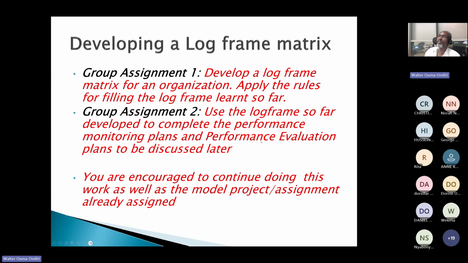So develop a log frame matrix for an organization you choose as a group. Apply the rules for filling the log frame learned so far. I'm not going to dictate what results. You can agree on what results or what intervention you want to do. And then assignment 2. Use the log frame so far developed to complete the performance monitoring. In other words, what I'm aiming at here, once you have developed that log frame in your group, go ahead and develop performance monitoring plans and evaluation plan.